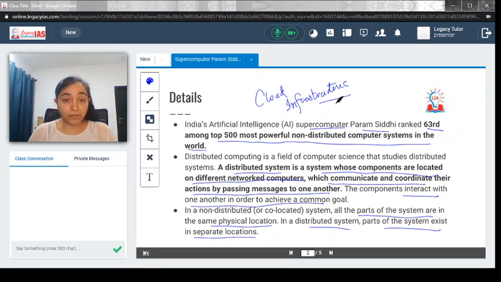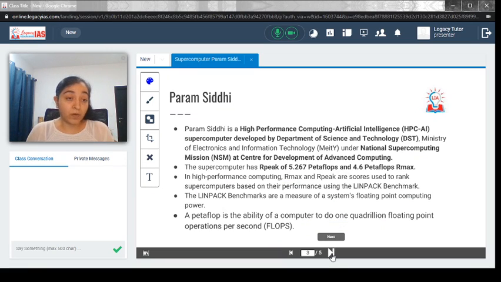The whole idea of a distributed system is that destruction at one place should not harm the other components of it. But for you to remember right now, our Param Siddhi has won the 63rd rank among the 500 most powerful non-distributed computer systems, which means that it is located in a single physical location only.